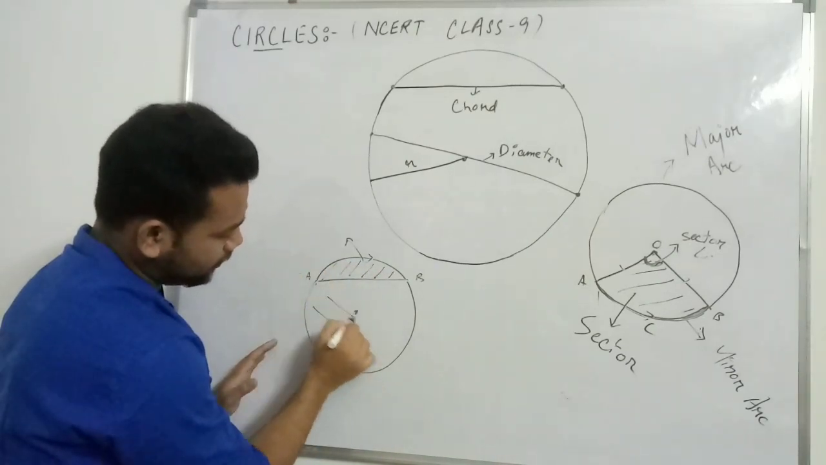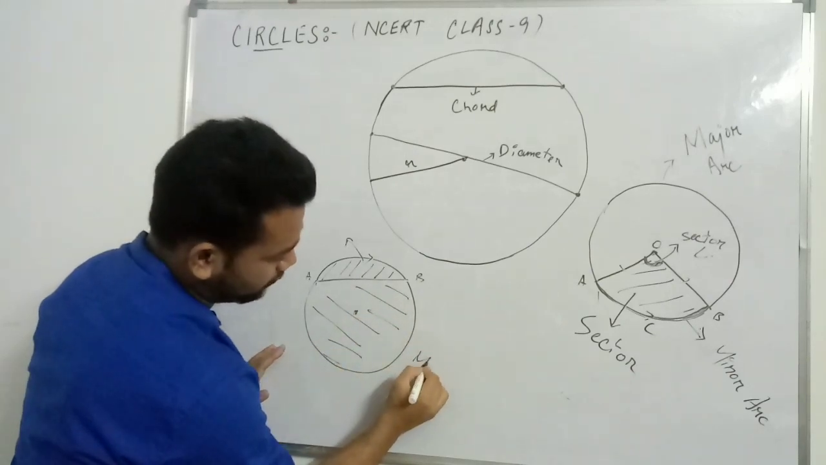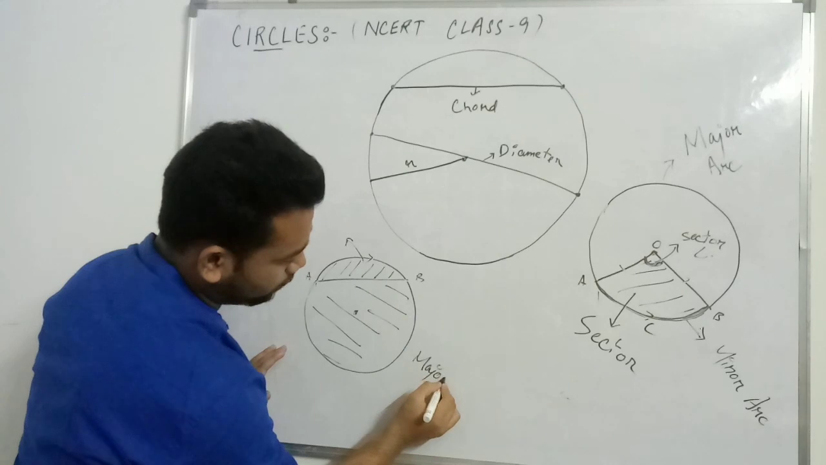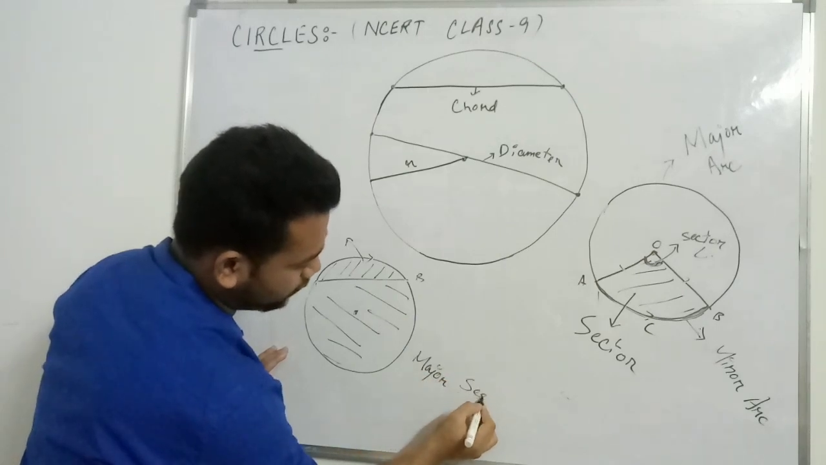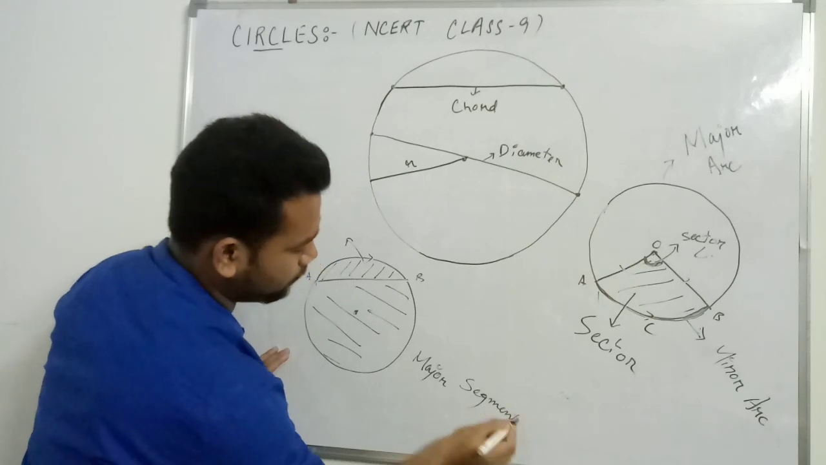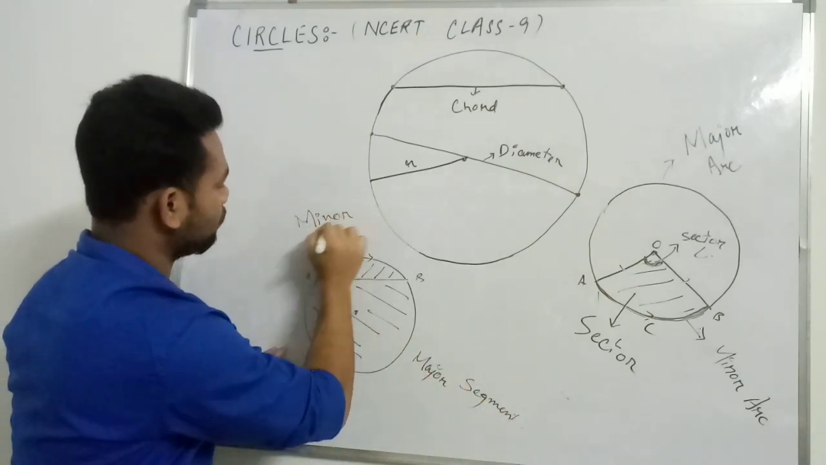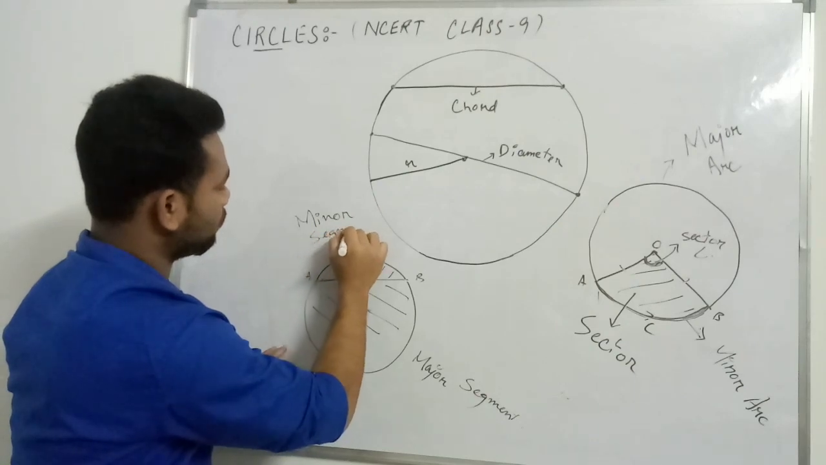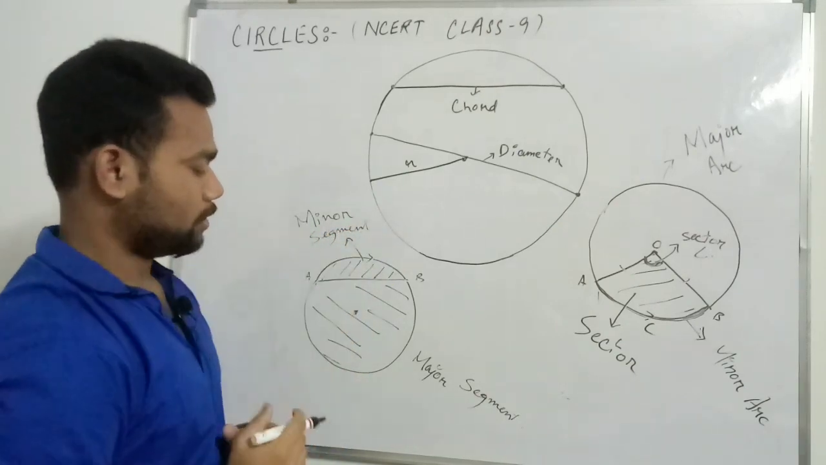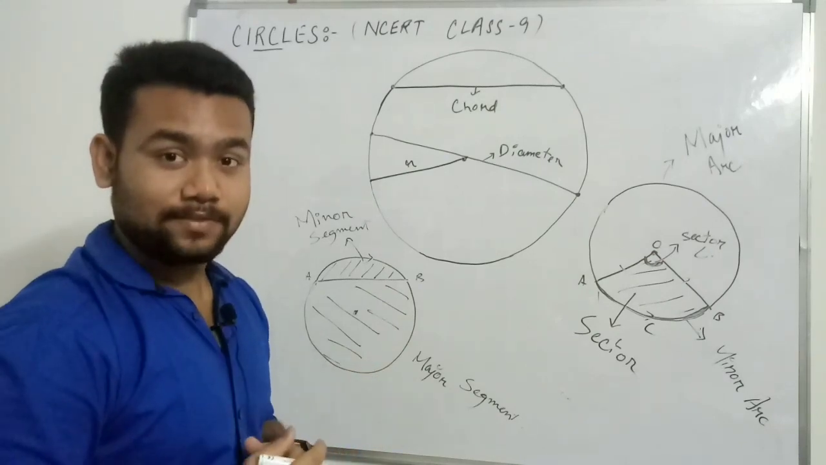And this part is the major segment. This is the major segment, and this is the minor segment. Got it? Hope so. And lastly, tangent is left out.